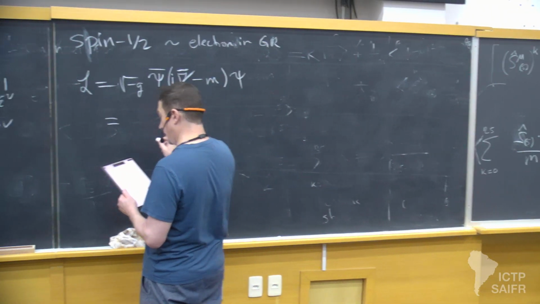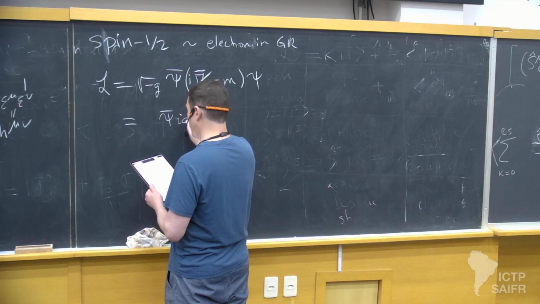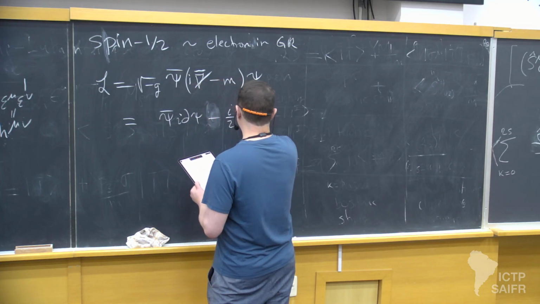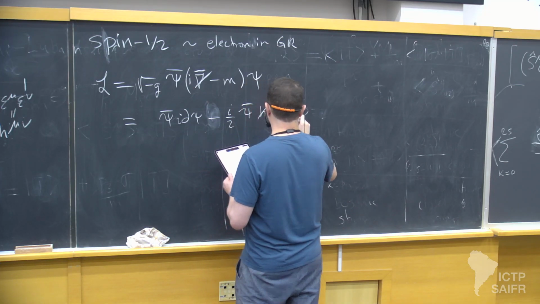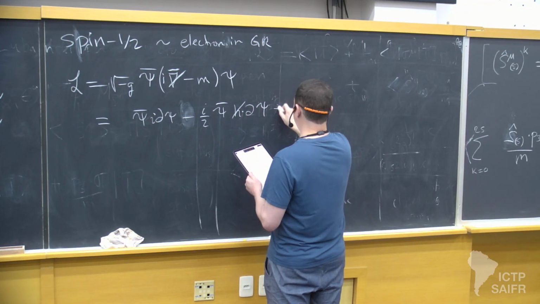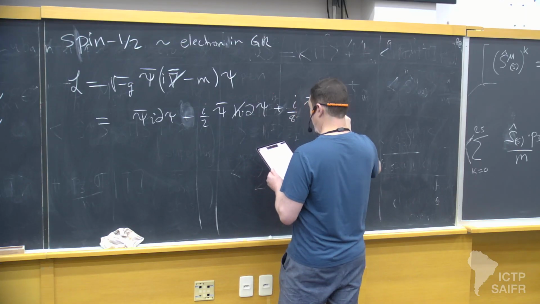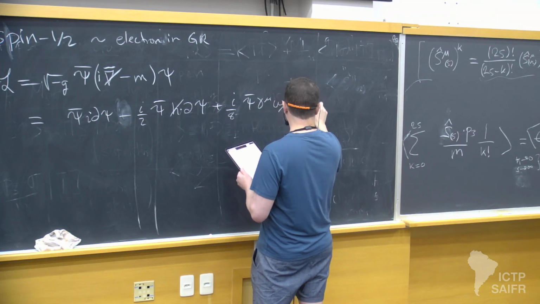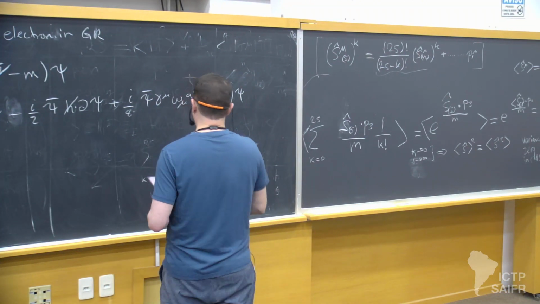So basically what this is going to give us, if I expand it out, is minus i over 2, plus i over 8 psi gamma mu omega mu a b, gamma b psi. Okay, it looks like a mess.